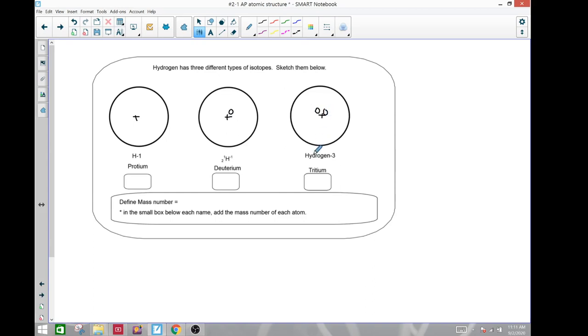All right. Define mass number in the small box below each name. Add the mass number of each. So this is just going to be 1. Right. This guy is going to be 2, and this guy is going to be 3. Mass number. Okay.